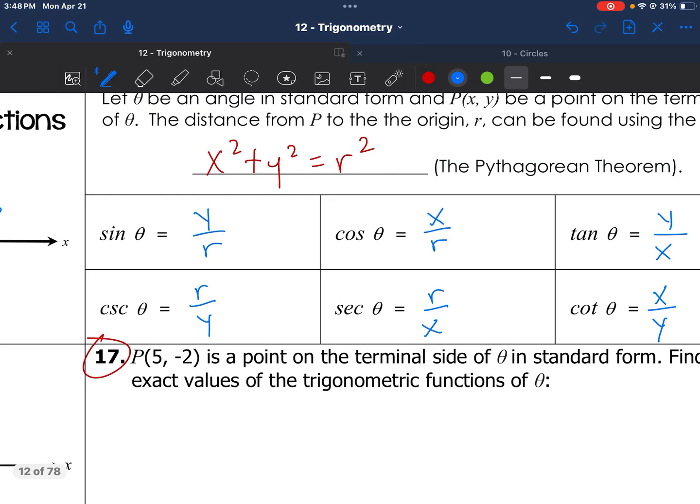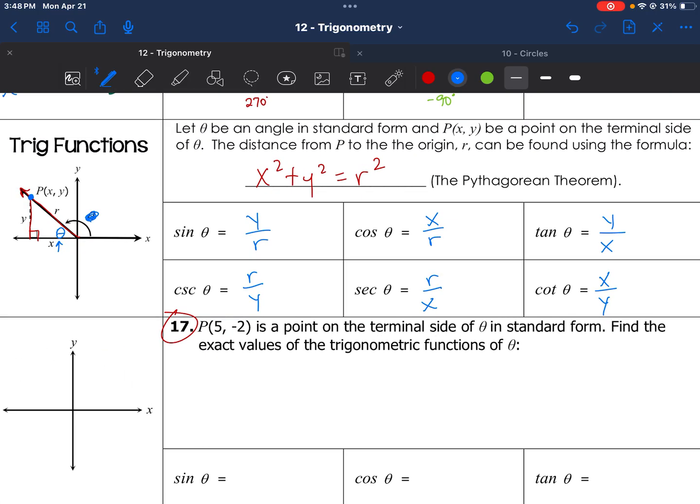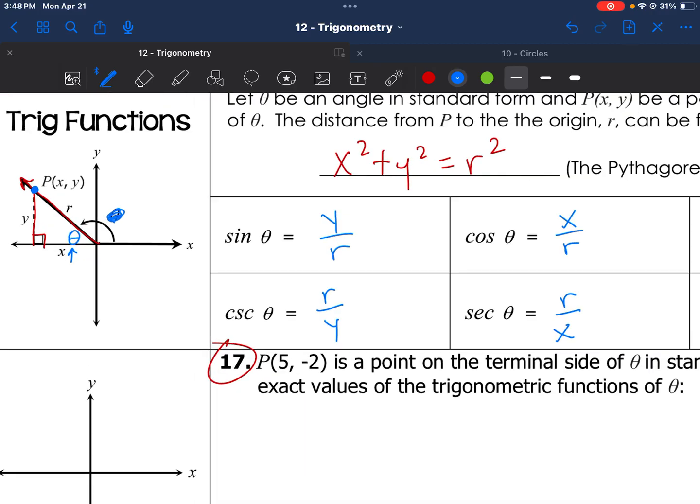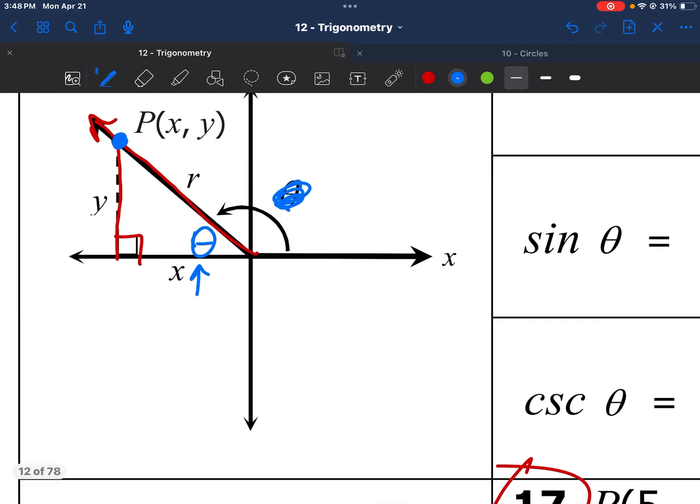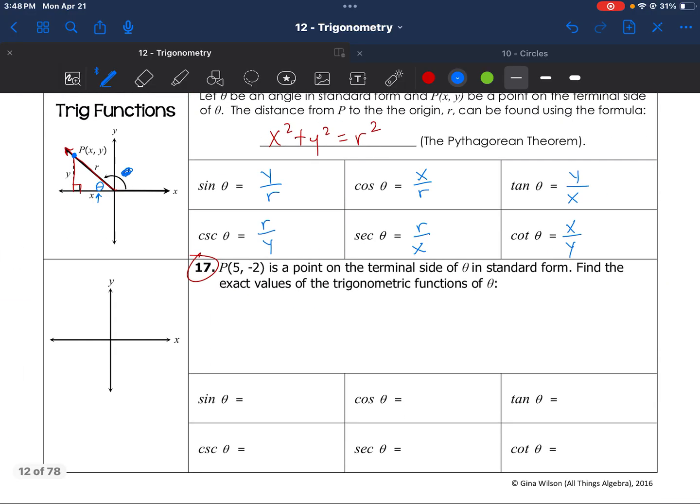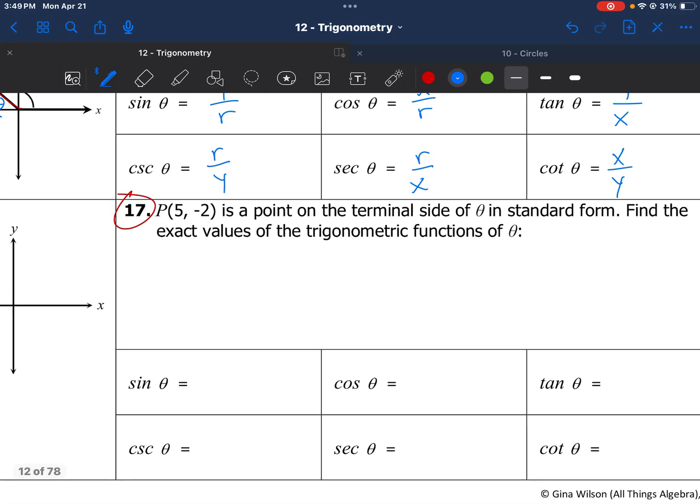And so then we just revisit what sine, cosine, and tangent are. It's all depending on our theta, identifying our opposite, our adjacent, and our hypotenuse. So in this case, y being my opposite side, x being my adjacent, and r being my hypotenuse. So let's look at number 17 to finish this section of notes out.